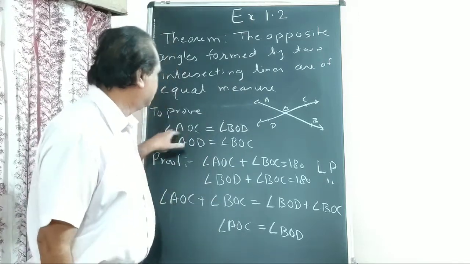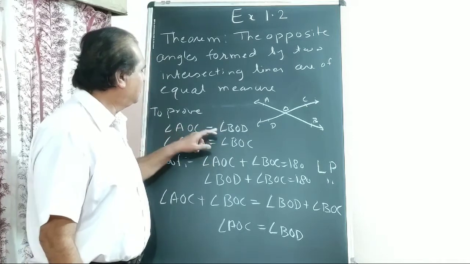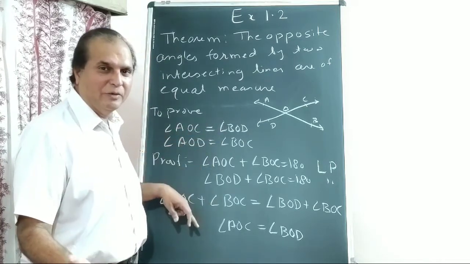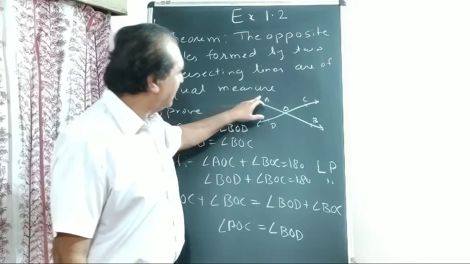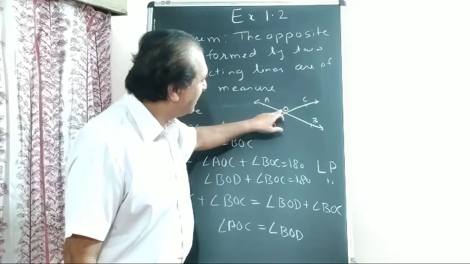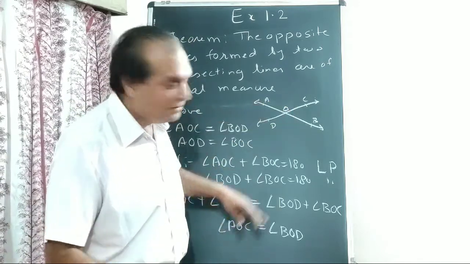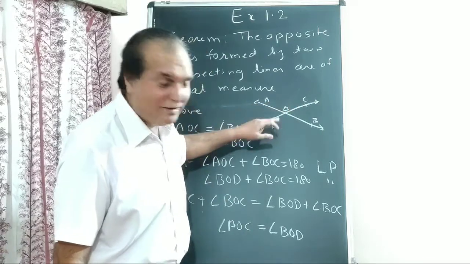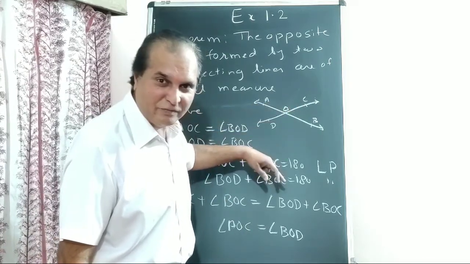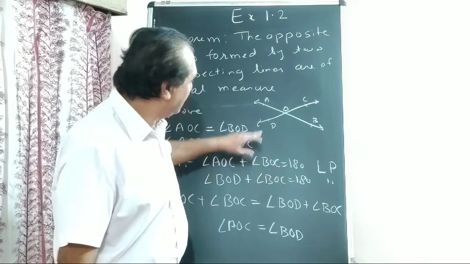You have to prove this. Both you have to prove. Any one you can prove and similarly other is automatically proved. So first I am proving angle AOC plus angle BOC is 180 degree, right? Why? Linear pair. Angles in linear pair are supplementary, right?